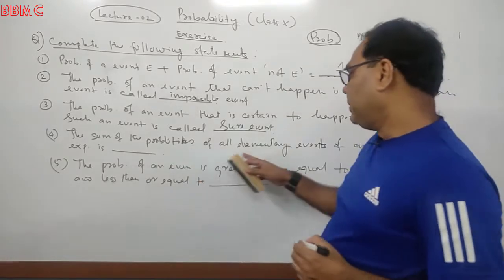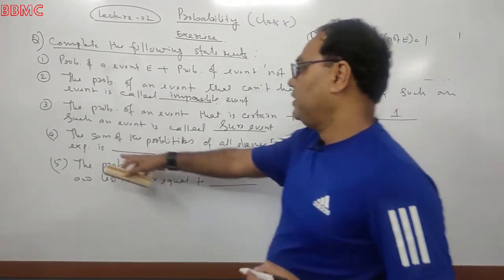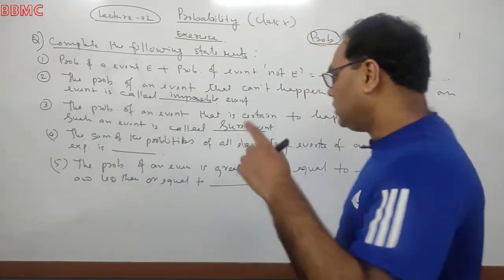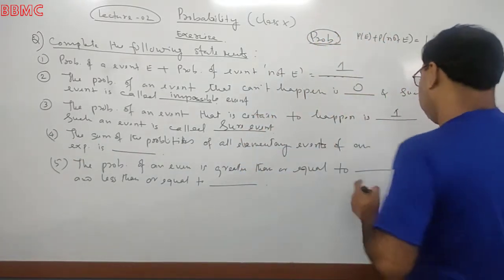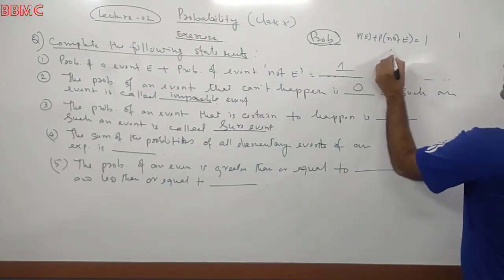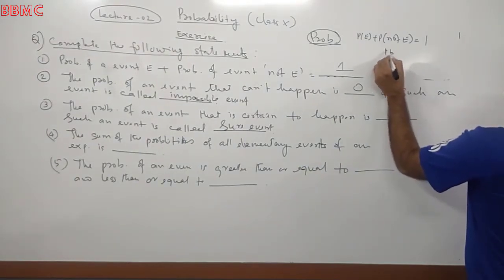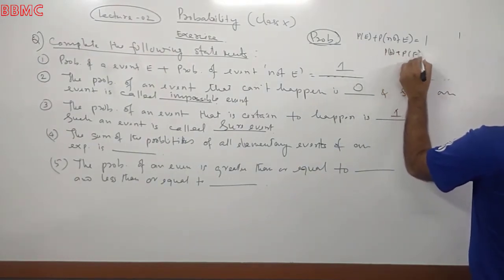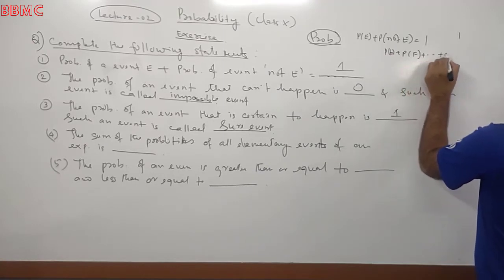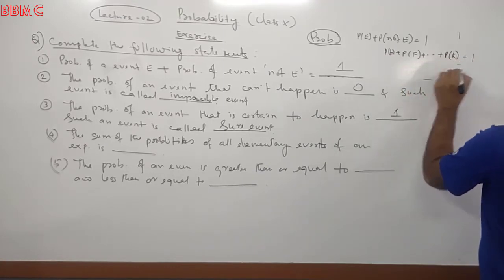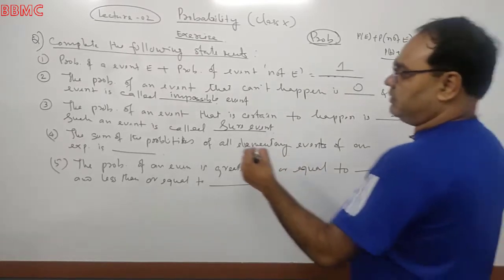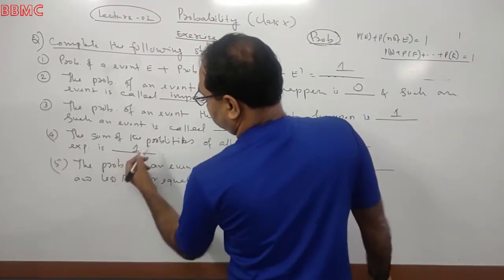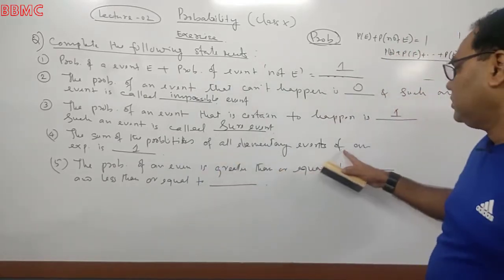The sum of probabilities of all elementary events of an experiment. What is the sum of probabilities of the elementary events of an experiment? I have already discussed this: P of E plus P of F and so on. The sum of elementary events' probabilities is equal to 1.